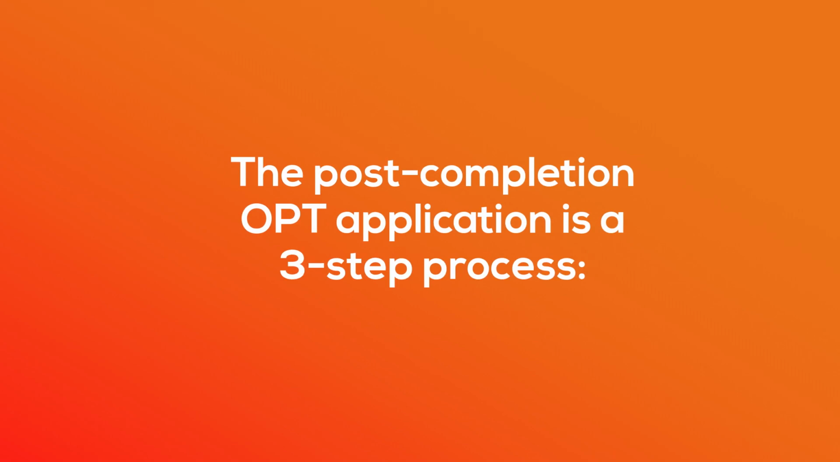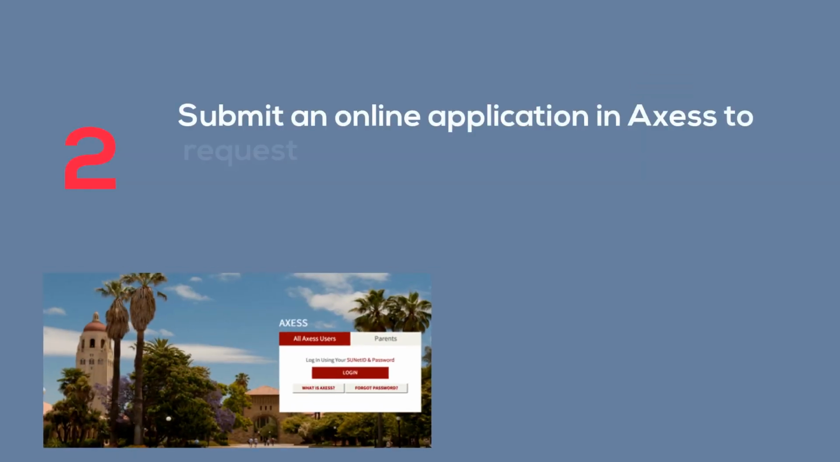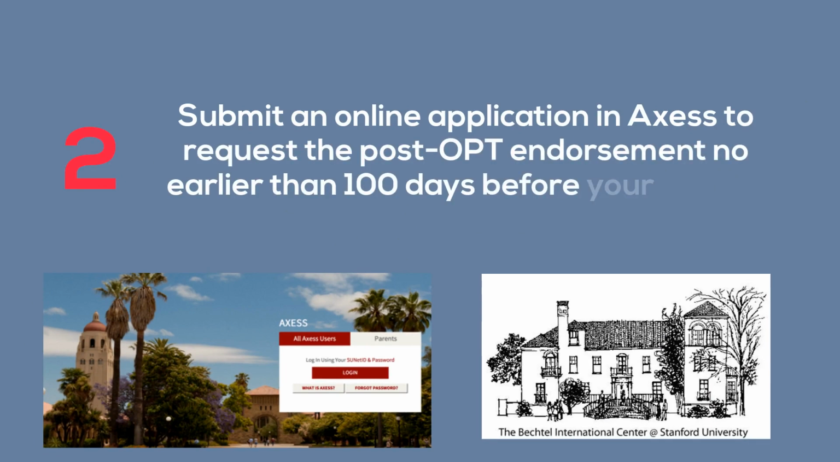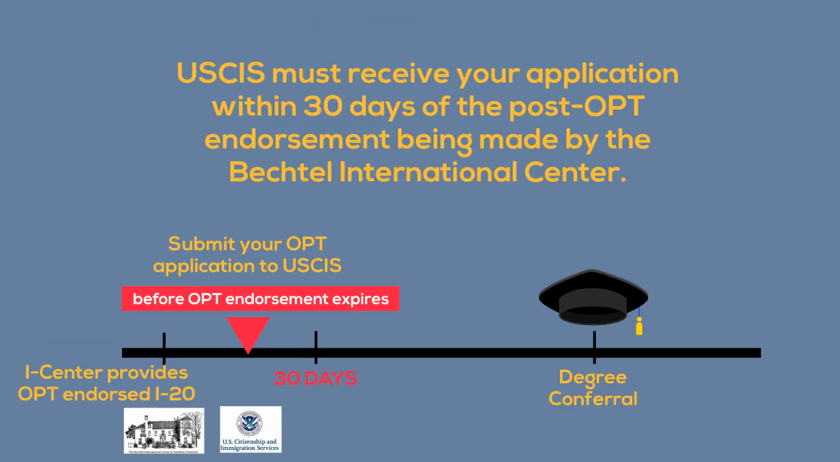The post-completion OPT application is a 3-step process. Step 1. Apply to graduate in Access. Step 2. Submit an online application in Access to request the post-OPT endorsement no earlier than 100 days before the degree conferral date. USCIS must receive the application within 30 days of the post-OPT endorsement being made by the Bechtel International Center.